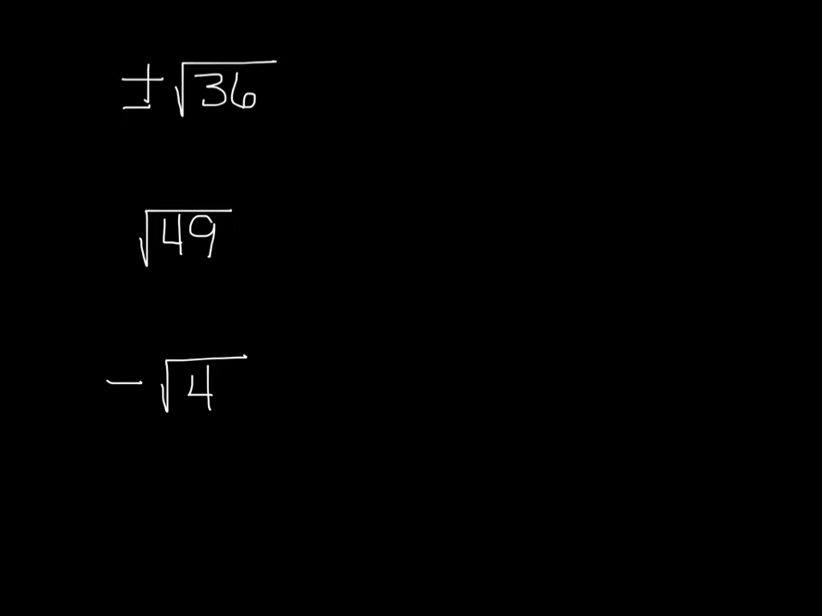Let's do these 3 examples. You'll notice that the square root of 36 has a positive sign as well as a negative sign in front of it. That means we are going to use the positive integer as well as the negative integer for our solution set. When we take the square root of 36, we know that 6 times 6 is 36, so the square root of 36 is 6. And now we have to apply this positive and negative sign over here. So we're going to have 2 answers, a positive 6 as well as a negative 6.